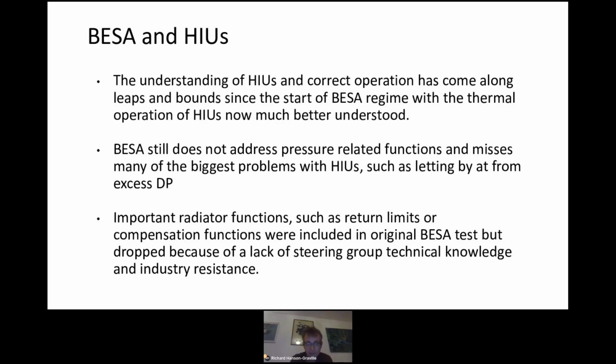But there's still problems. BESA still does not address pressure-related functions. It misses a lot of the problems with HIUs. So a lot of things we see in the field are stuff like HIUs letting by. These things are not caught in BESA. And other important functions such as return limits. These are more efficiency functions, compensation functions, weather compensation, these kind of things. They were in the original BESA very first tests, but they were dropped because really the steering group doesn't have the technical knowledge and there's industry resistance. So when you've only got a few people in the industry who know what they're doing, everyone likes to keep that sort of stuff quiet. But it's getting there. It is slowly getting there through the groups.